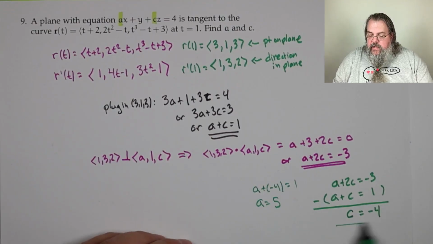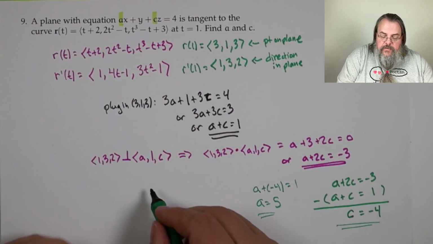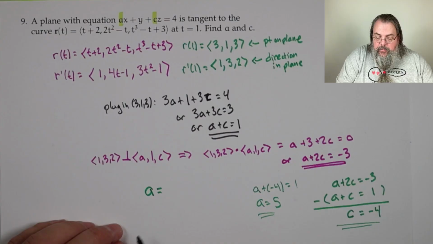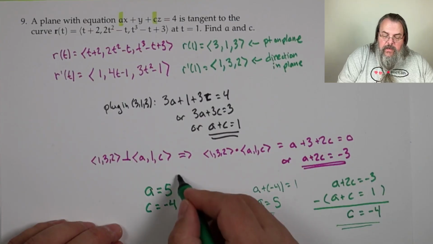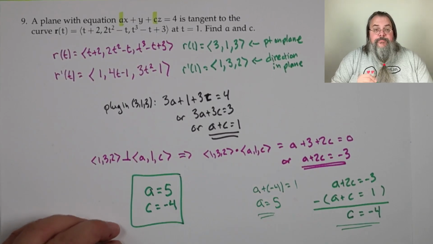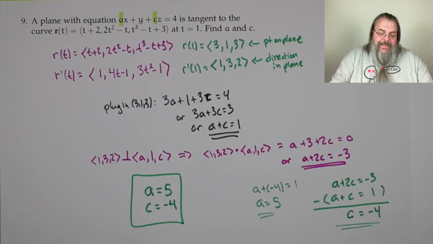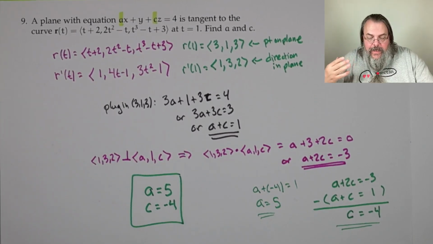And so we say, okay, so there's our c and our a. Let's just put them together and make a nice little box. So a equals 5 and c equals negative 4. And there we go. All right, so this is not so bad.